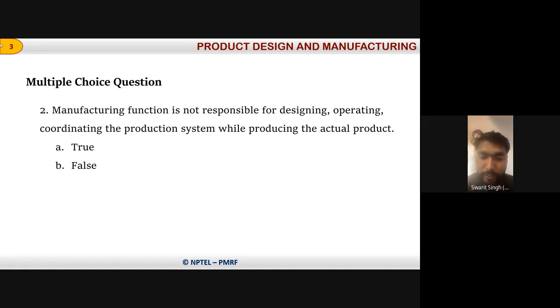We are getting lots of B and A both. So the answer is false. It is saying not responsible. Is it? Manufacturing is not responsible. Then who will be responsible for taking this design and then operating and then coordinating the production system? All these activities, like designing the component first of all, then operating the machine, and then coordinating with the supply chain, all come under the manufacturing function, right? The word not makes the difference.